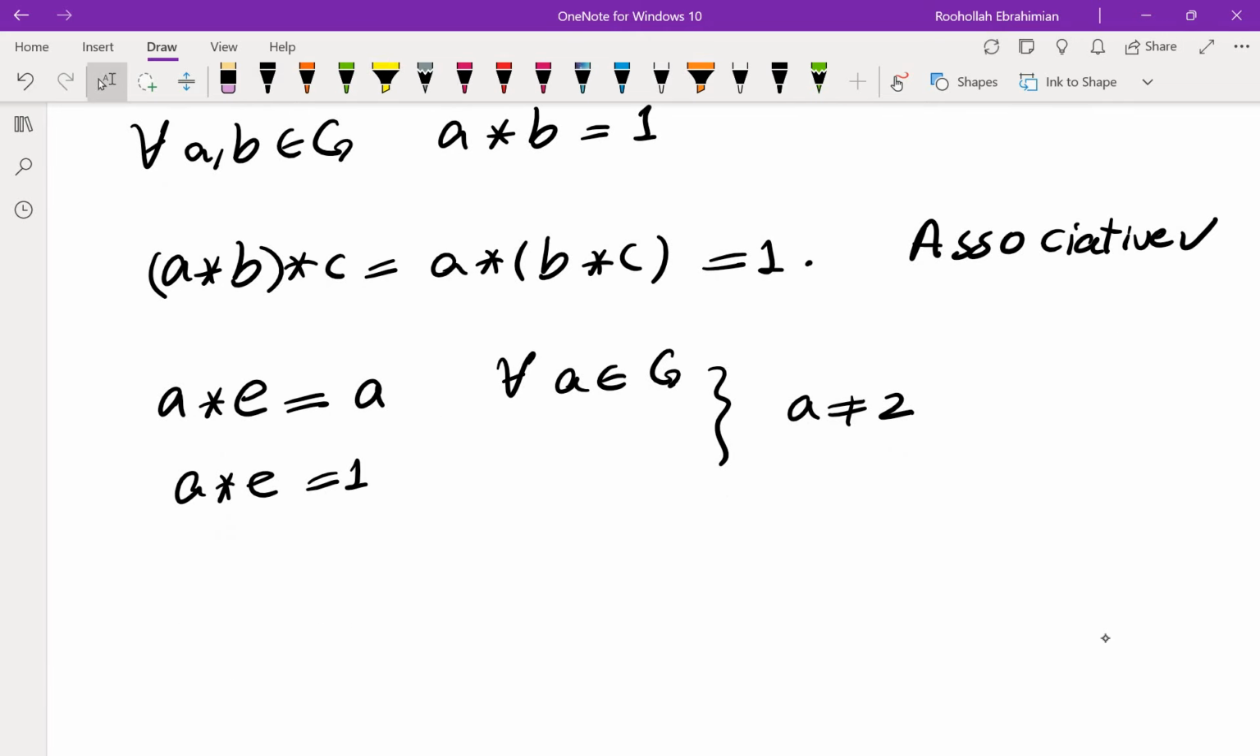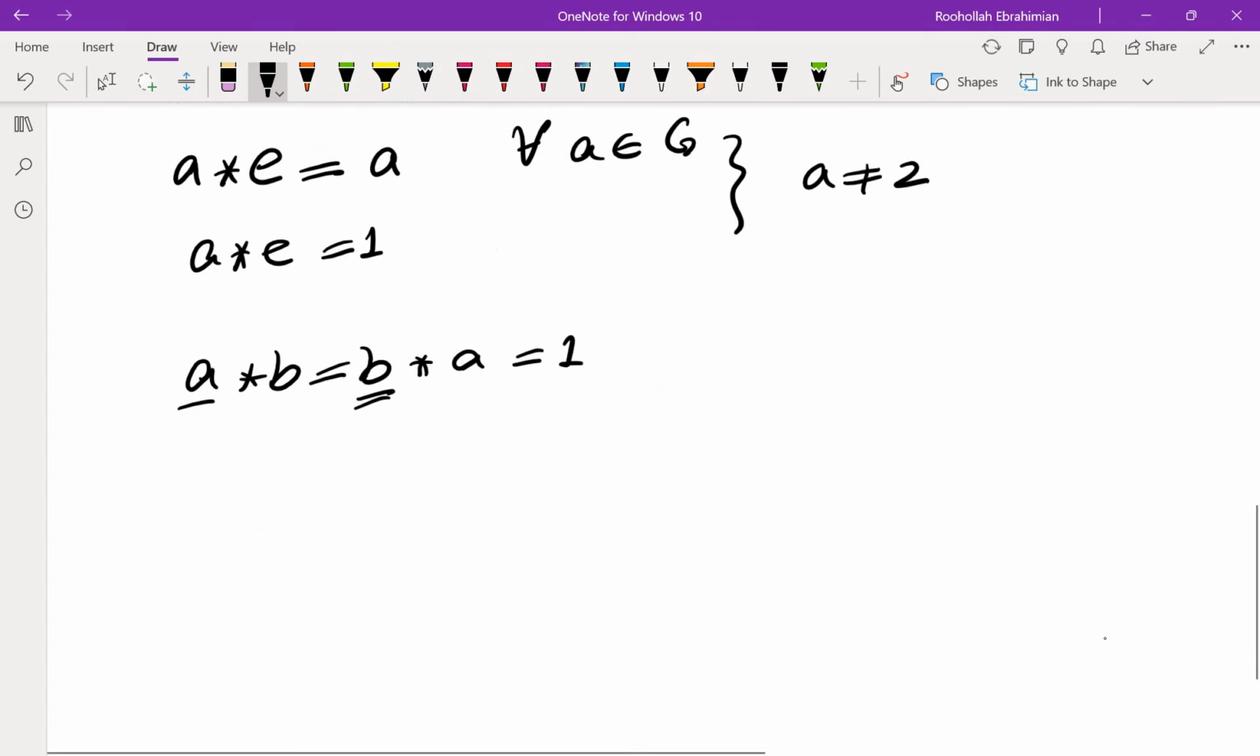But everything has an inverse. You could say A star B and B star A are always 1. So therefore B is the inverse of A. But as I said, it's a little bit of a weird question to ask, because without having the identity element, we can't really talk about the inverse.